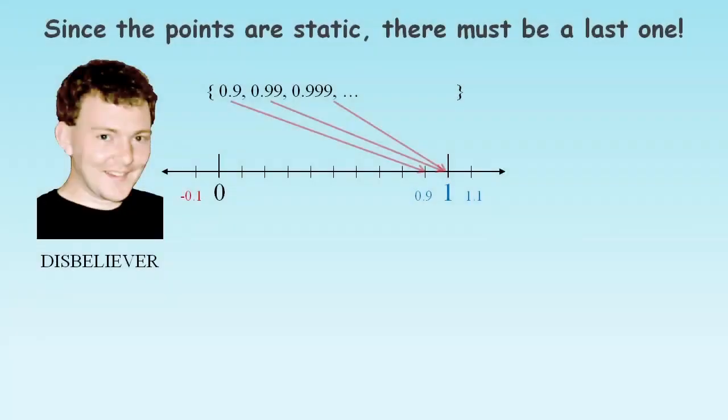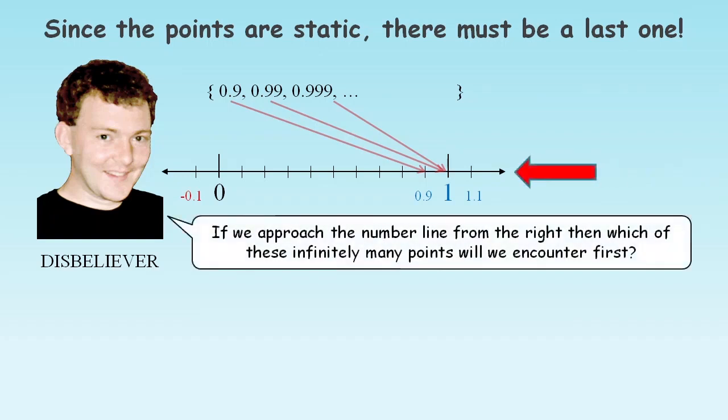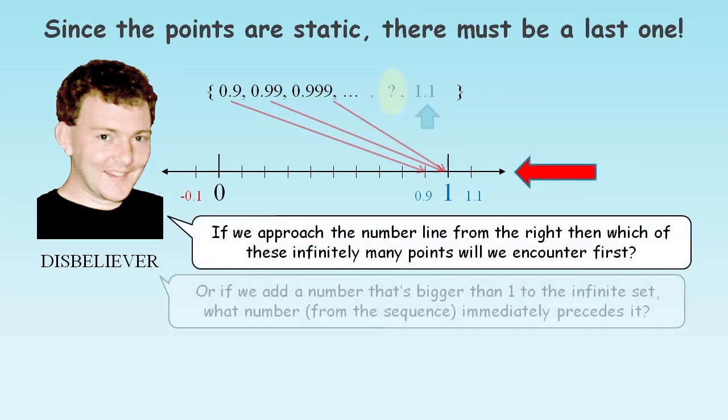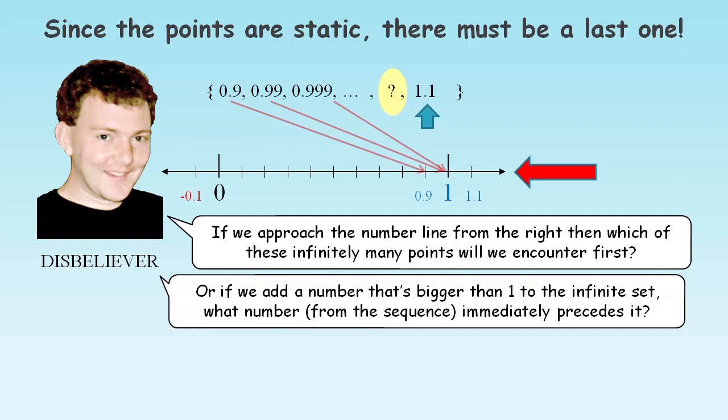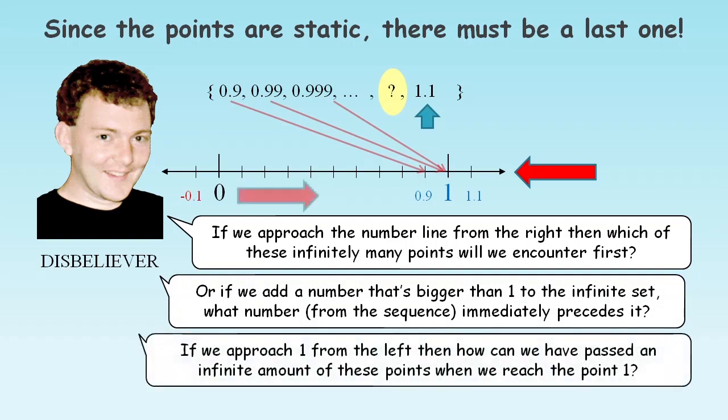Given that all the points in the sequence 0.9, 0.99 and so on are supposedly static points on the number line, then how can there not be a last point? If we approach the number line from the right, then which of these static points will we encounter first? If we approach one from the left, then how can we have passed an infinite amount of these points when we reach the point 1? And how can we not have passed a last point?